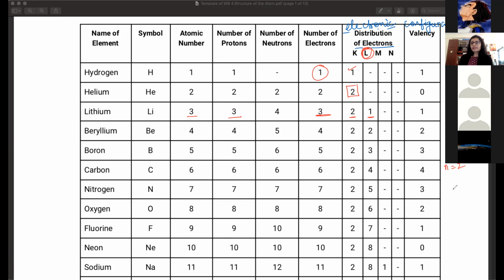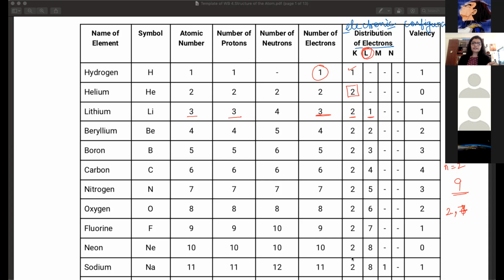So, suppose my atom has 9 electrons. How will you distribute these 9 electrons in the atom? How many electrons will go in the first shell? 2. Okay. Then how many electrons will go in the second shell? 8. Okay, if I put 8 electrons in the second shell, 8 plus 2 is 10, right? But I have only 9. Ma'am, 7. So 2, 7. Yeah, so that's how you figure out the electronic configuration.